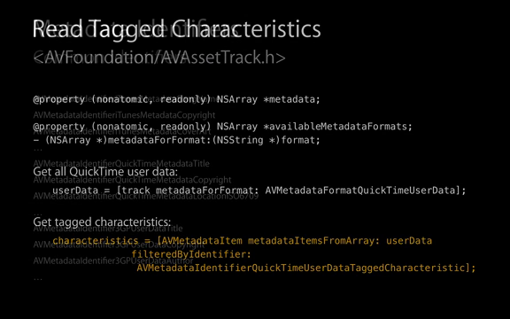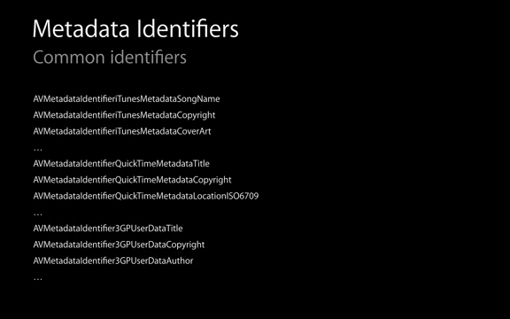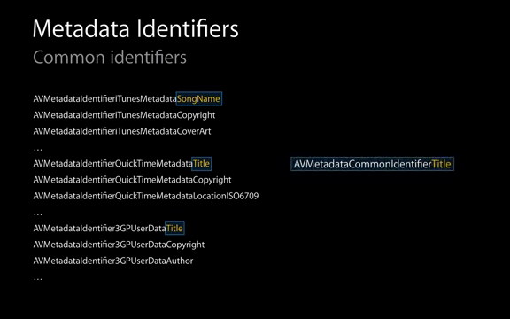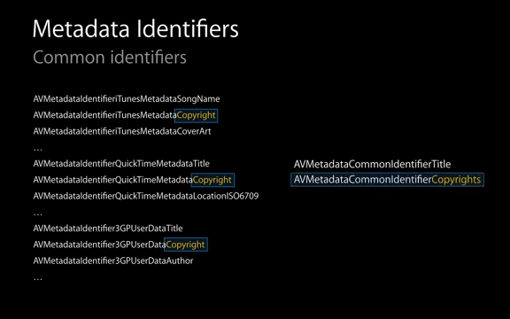So going back to our list of identifiers, you might have noticed some patterns if you were looking closely. Each of these groups has their own version of a title or a song name or something like that. Well, we've noticed that and come up with our own special kind of identifier called a common identifier, which can be used when you want to look up, say, for this example, a title without caring exactly how it's stored in your file. Same for copyright here. We also have a common identifier that represents copyright. These are not the only common identifiers. There's a whole list of them, but these are just two examples.